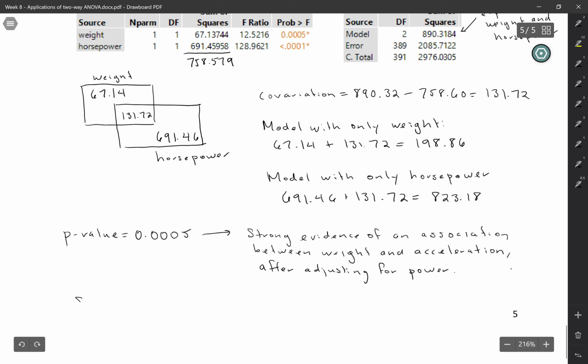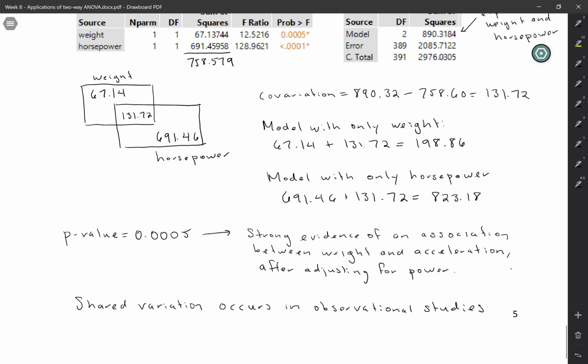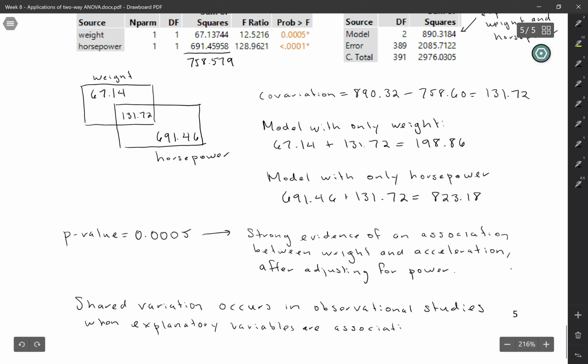So again, just to recap what's going on here, we've got shared variation, and that shared variation occurs in observational studies. That's what makes this different from all the other examples that we've seen in the notes. And the specific reason is when the explanatory variables are associated. So in this case, there's an association between the two explanatory variables. That's what causes this overlap or this covariation, and that's why we can't just neatly sum up our sums of squares and get the model sums of squares like we did before.